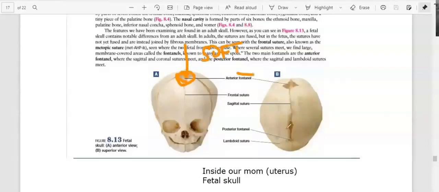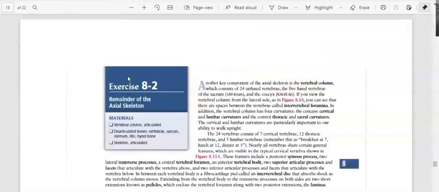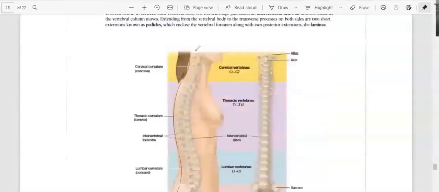A fontanelle right here in the back. Right here, we have some on the side. As we scroll down, we're going to get to the vertebral column. Each one of these bones is going to be the vertebrae. We have 7 vertebrae in our neck, so they're going to be called cervical vertebrae.